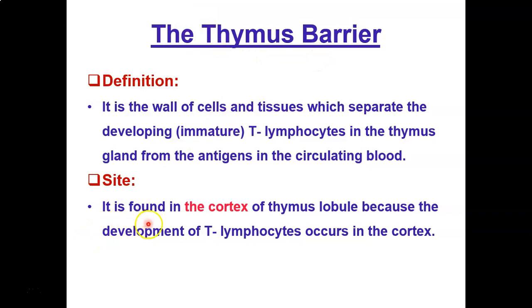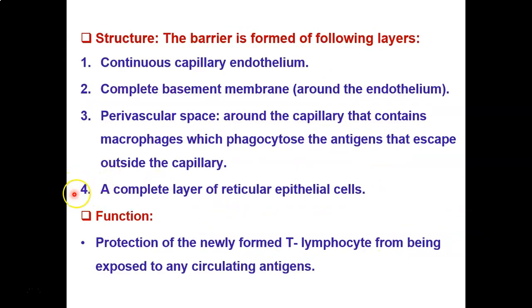It is found in the cortex of the thymus lobule, because the development of T lymphocytes occurs in the thymus, so the blood thymic barrier is well developed in the cortex. It consists of 4 things. Number 1: continuous capillary endothelium. Note the word continuous, because in the bone marrow I said the capillaries were fenestrated sinusoidal, with irregular openings, but here they are continuous, with no openings. Number 2: complete basement membrane.